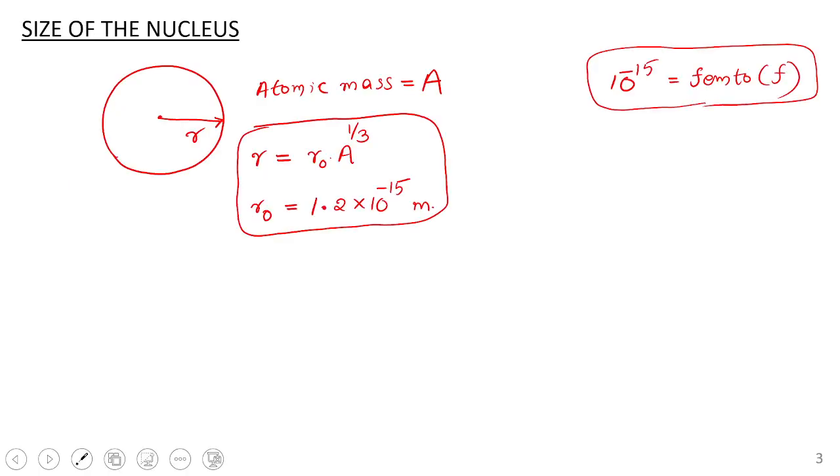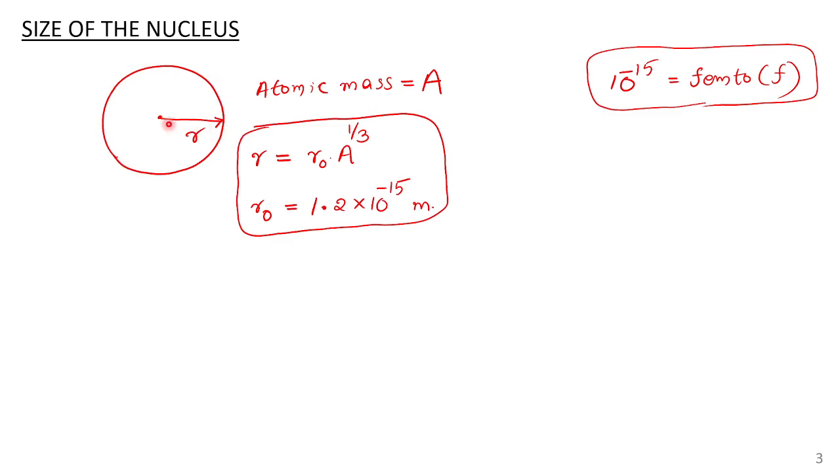So the next is size of the nucleus. I have already written everything. I don't want to delete it. Let whatever I have written here be there. Let me explain about the size of the nucleus. There are so many questions based on this formula. The nucleus looks like a sphere. Understood? The nucleus of an atom looks like a sphere.